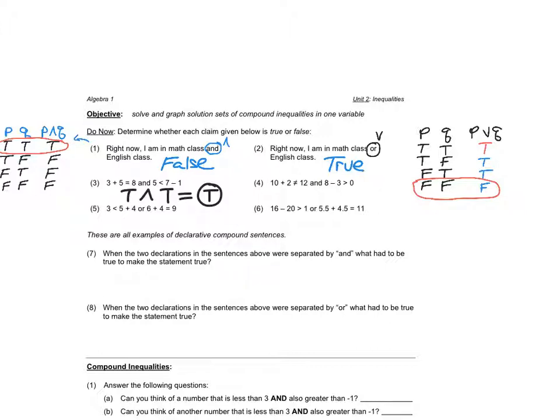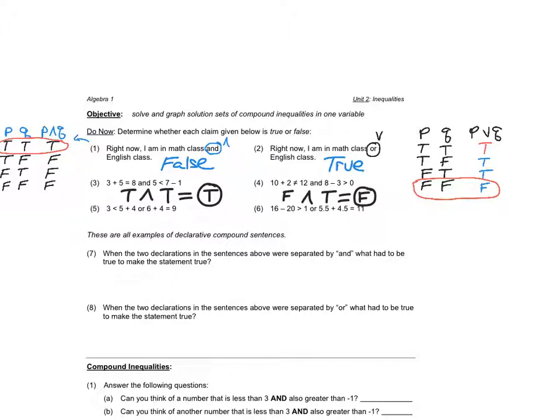Is 10 plus 2 not equal to 12? No, so that's a false sentence. And the other one's true, but it doesn't matter at this point. The whole thing's going to be false, because in an and sentence, if one part is false, the whole thing's false. All right.